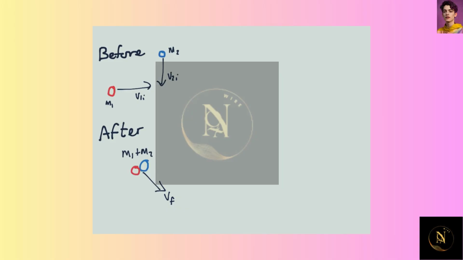Here we have two objects coming from perpendicular directions, colliding with each other after a certain time. Now we know our masses and we know our speeds. What we want to do is find the final velocity of the overall object. Now this is an inelastic collision.